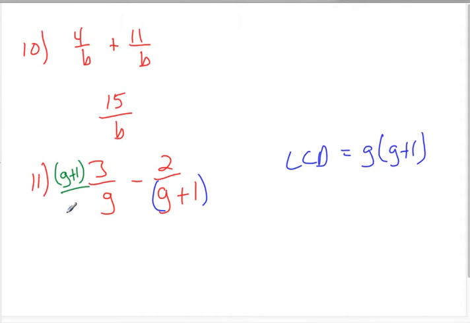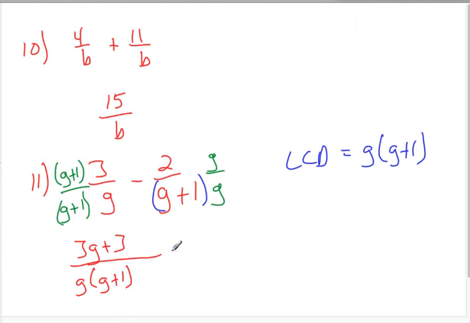The reason this is legal is because g plus 1 over g plus 1 is 1. So we're only multiplying the fraction by 1 to get it to look the way we want it to look. The right fraction already has g plus 1, so it just needs the g. So we're going to multiply the top and bottom by g. And so now we're left with the top, which will be, I'm going to distribute this, 3g plus 3 over g times g plus 1 minus 2g over g times g plus 1.